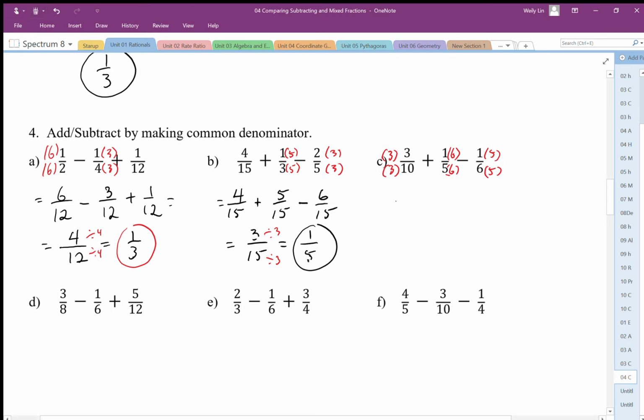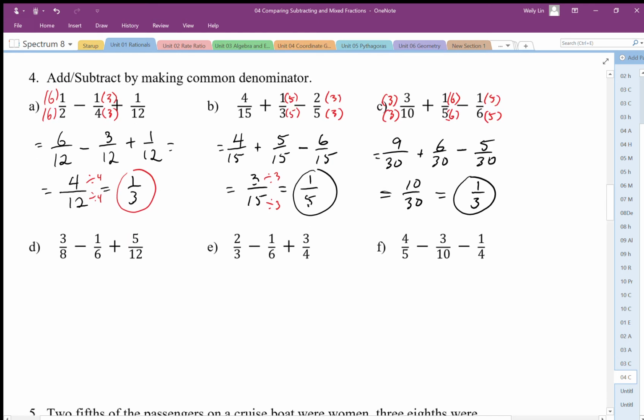Now I have 9 over 30 plus 6 over 30 minus 5 over 30. So that's going to be 9 plus 6 minus 5 is 10. We're left with 10 over 30. The common factor of 10 simplifies, and so we end up with 1/3. So I need to divide by 10, divide by 10.